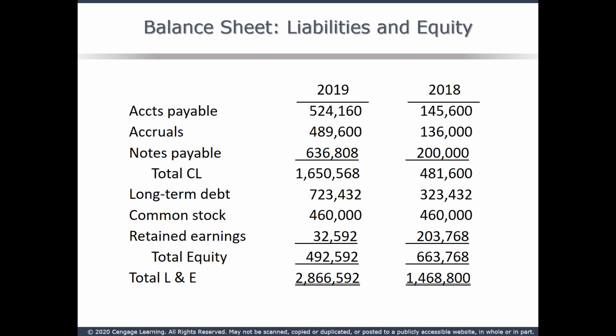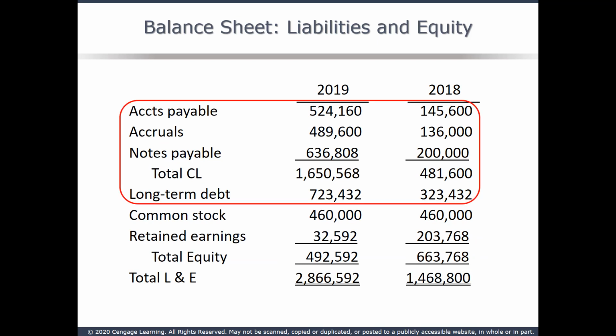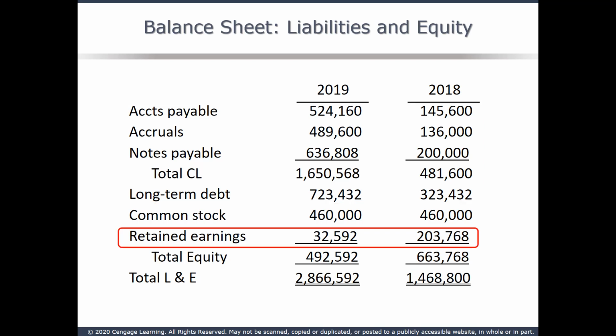Looking at the liabilities and equity side, all liabilities increased. Accounts payable ballooned by 260%. Notes payable increased by 218%. Long-term debt more than doubled. Retained earnings declined by 84%. These are seriously bad changes in the firm's position.